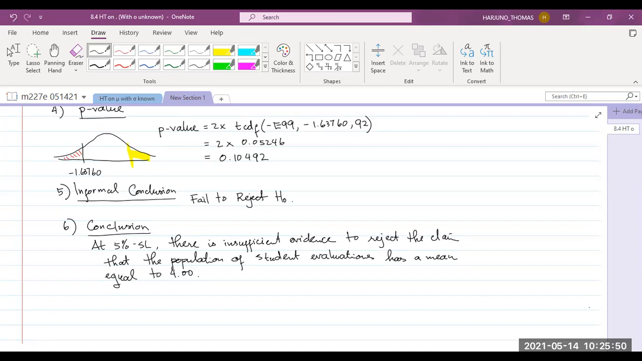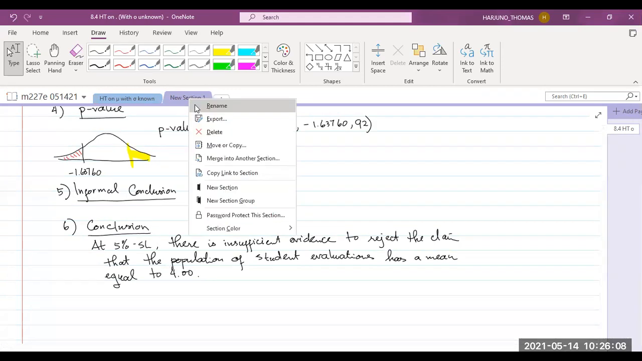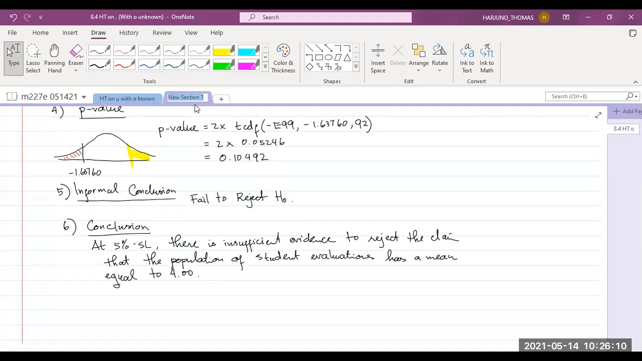You are doing hypothesis testing. Since the claim is the null hypothesis, you try to reject that, and at the end, in this case, we don't have enough evidence. That's for number 13 in section 8.4.